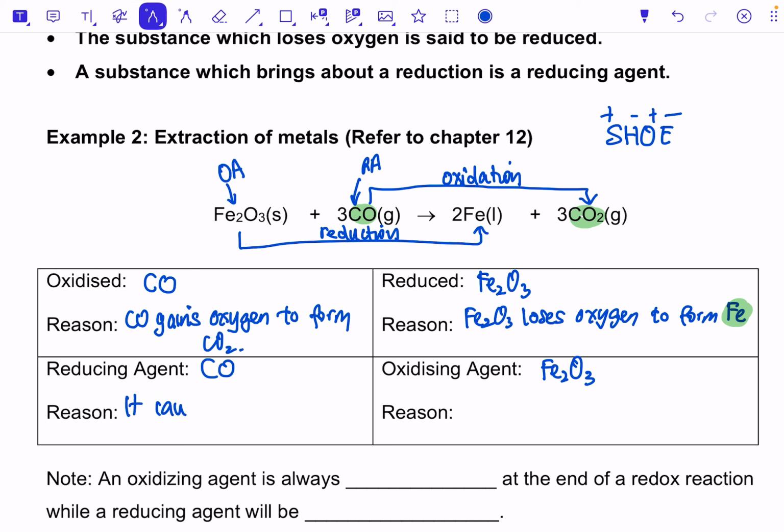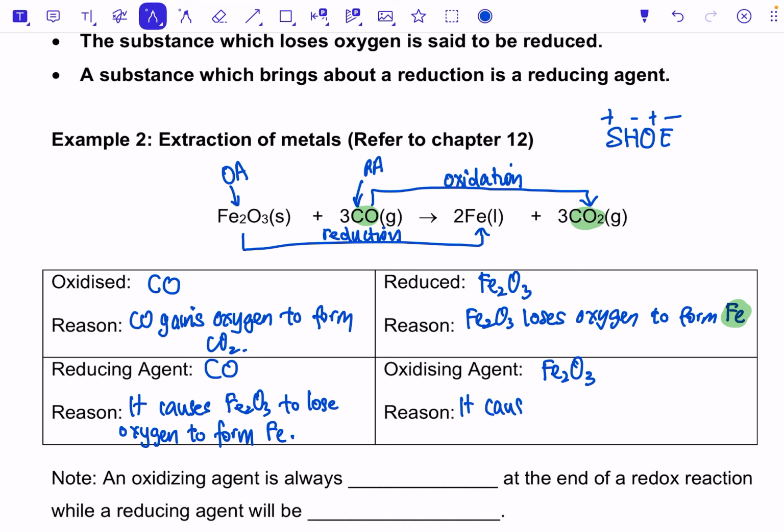It causes Fe2O3 to lose oxygen to form Fe. Okay, try your very best, right, to keep to the way that I phrase. Okay, so that your teachers will not argue and fight with you, right, in terms of phrasing. The last thing I want is you losing marks in terms of phrasing. So any question here? So far so good?